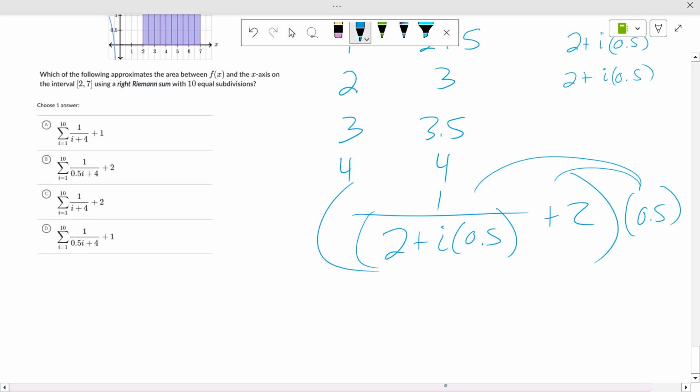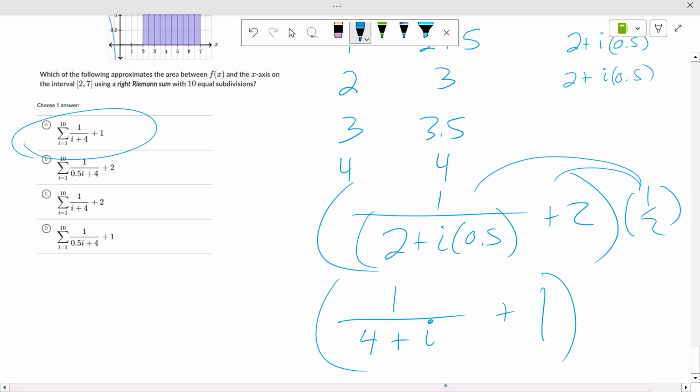So if I distribute my 0.5, 0.5 is the same as 1/2. So if I distribute my 1/2 through there, I have 1 over 4 plus, and then 2 times 0.5 is 1 times i, plus 1. If I distribute it through, that's 4 plus i plus 1, which is this one.